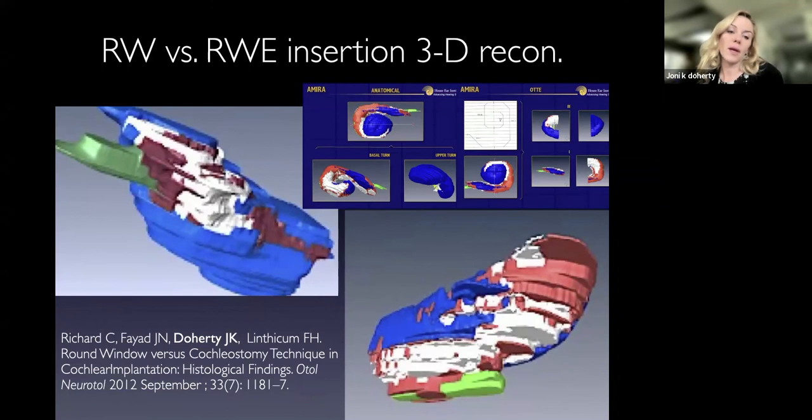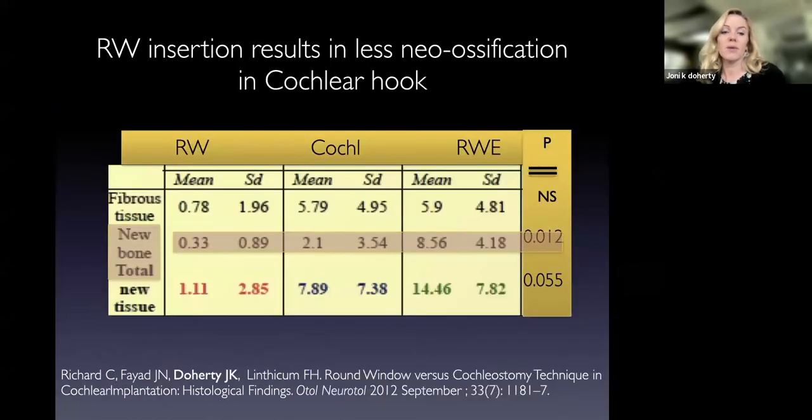The red again is the fibrosis, the white is the new bone formation, blue is normal. And so we calculated on each turn the amount and then tabulated the results. And with the round window insertion, there was much less fibrous tissue. However, it was not statistically significant because of the large standard deviation.